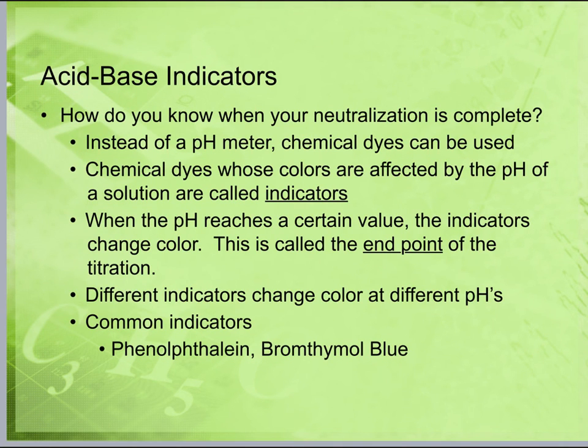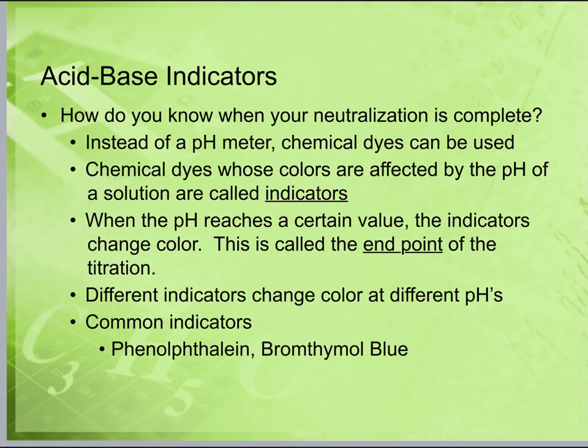Okay, acid-base indicators. I briefly mentioned this when we were drawing up the titration. So how do you know when your neutralization is complete? pH meters, yeah, they exist, but they're notoriously unreliable and hard to predict. Chemical dyes can be used instead. Chemical dyes whose colors are affected by the pH of a solution are called indicators. When a pH reaches a certain value, the indicators change color. This is the end point of the titration.